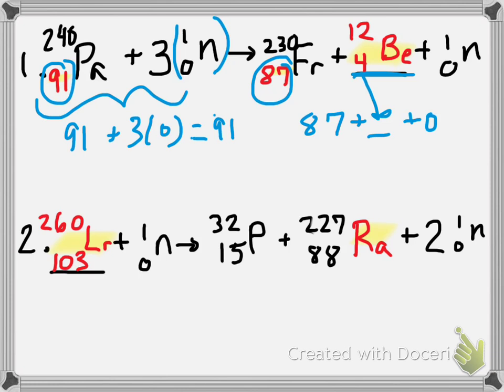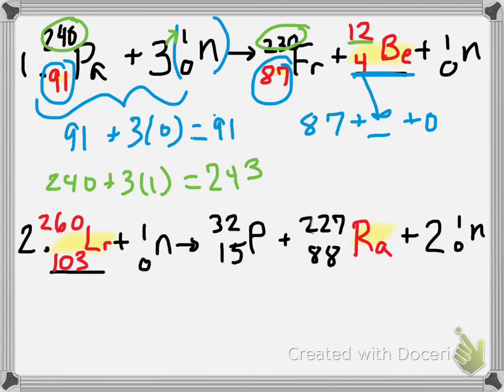And then I looked at my masses. So I have 240 plus 3 times 1. So 240 plus 3 times 1 gives us 243. And then on the right side of my reaction, I have 230 plus something plus 1. So that's going to be 230 plus blank plus 1 has to equal 243. So I know that 230 plus 1 is 231. So to get to 243, it needs to be 12, and that's where this 12 comes from.